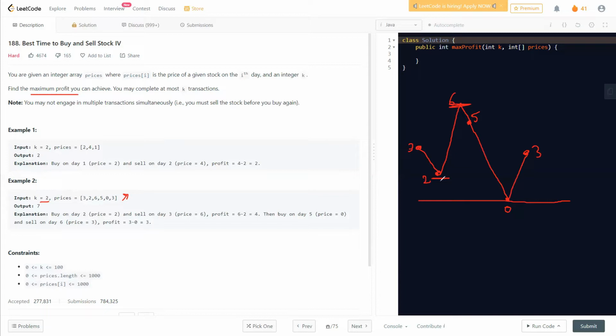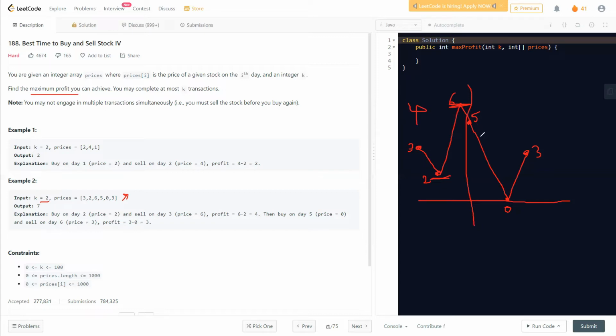What is the local minima we have? Local minima is 2. 3 is not the minima, right? If we're considering till this point, we have 2 as the local minima and 6 as the local maximum. So what's the price difference? The price difference is 4. So that's the profit that we can earn.